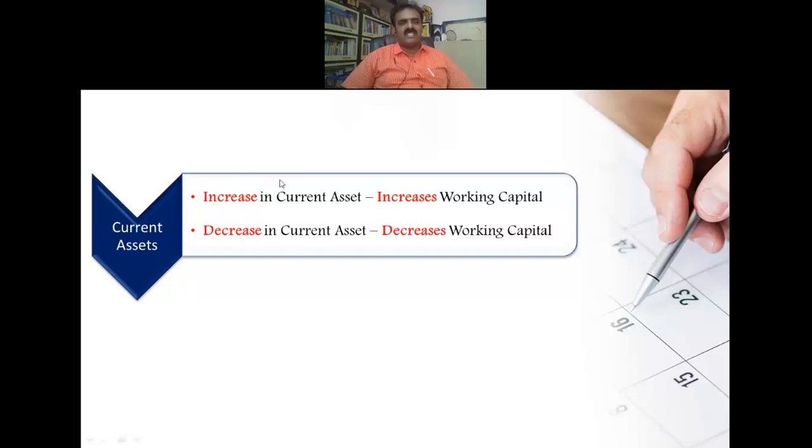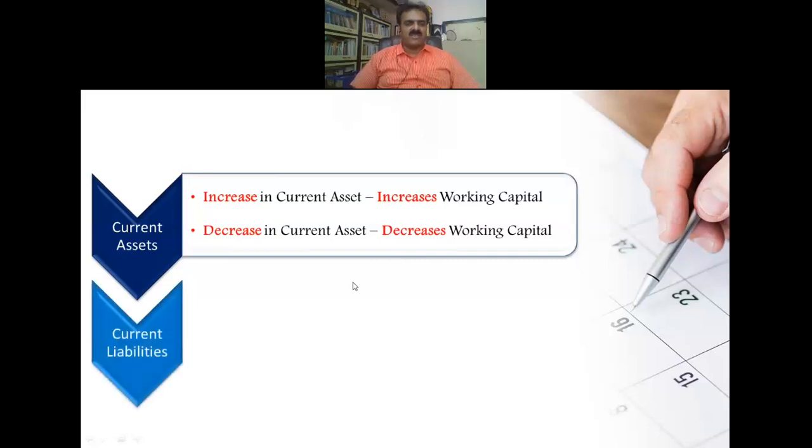Wherever there is an increase in asset from year to year, normally the balance sheet will be given for 2 different years. From year to year, from previous year to current year, if the value is increased with respect to the current asset, the working capital position would be increased. It is plus. And similarly, if the current asset value is decreased, the working capital position also decreases. So increase means plus, decrease means minus. That is with respect to current assets, and vice versa for current liabilities.